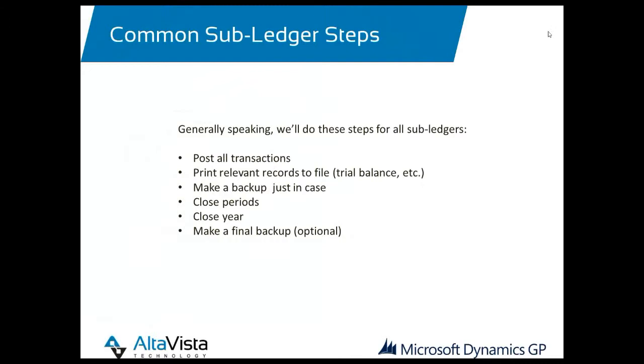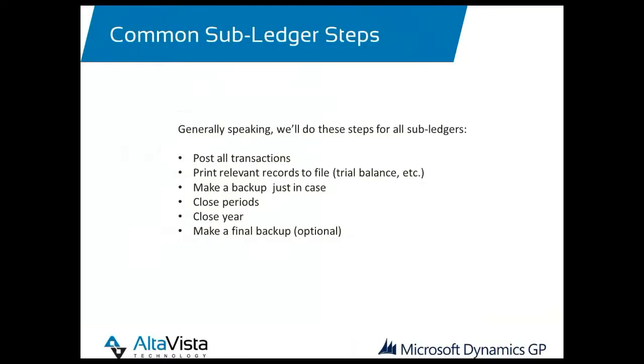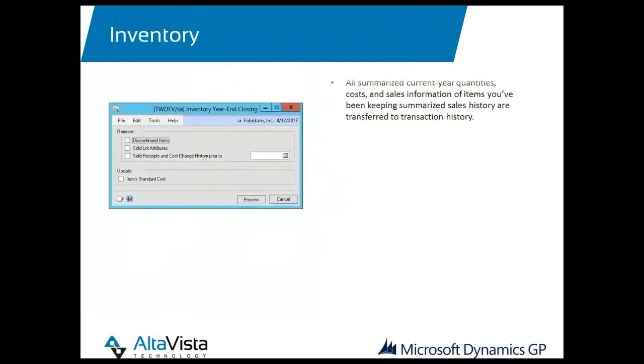So let's move on, and I'm actually going to talk about each subledger and just talk about the different tricks. So if you follow my screenshot here, inventory is the recommended first step. All of these year-end closing windows are located under the routines menu. So in the case of inventory, that would be under the GP routines, and there's an option called year-end close. If I do this, I have a couple checkbox options that you can see are there for me. For example, removing discontinued items.